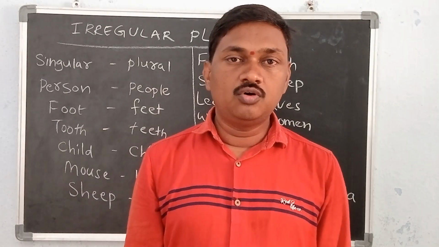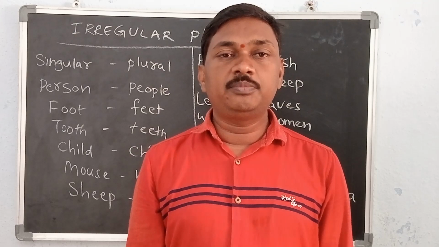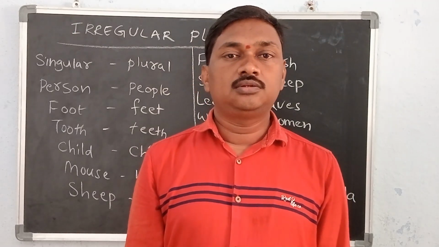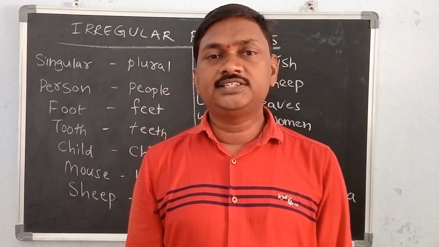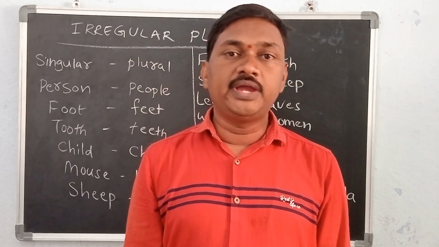For example, book. It is one. Okay, so book is singular. By adding s, the singular becomes plural. So book singular, books plural. Boy singular, boys plural. Okay, so singular means one, plural means many.